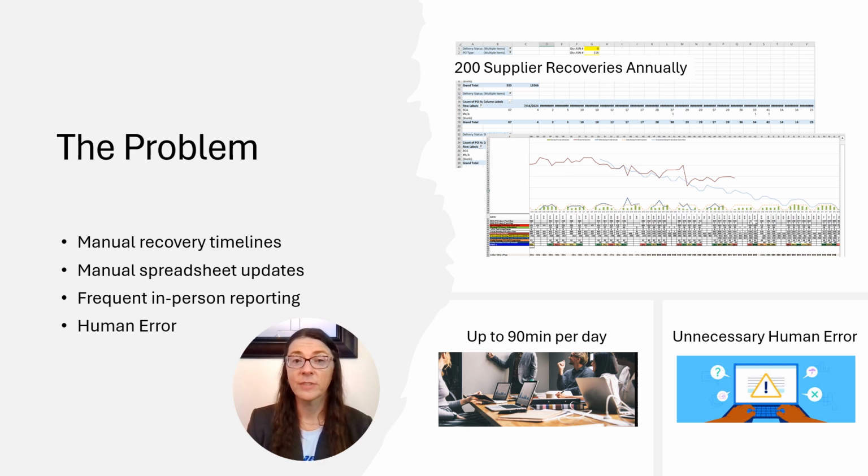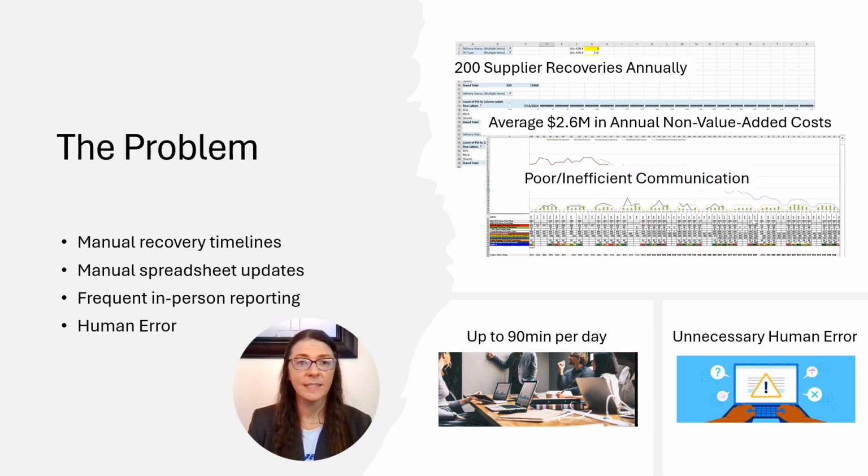With around 200 supplier recoveries managed by Boeing each year, this results in an average of 2.6 million in non-value added costs. Addressing this problem is crucial for improving the efficiency of supplier recovery processes, reducing labor costs, and enhancing overall supply chain performance. Streamlining these processes can lead to more effective supplier management, quicker recovery times, and significant cost savings for Boeing.